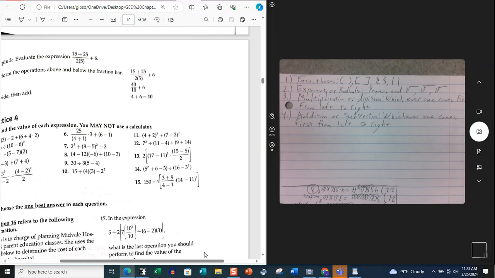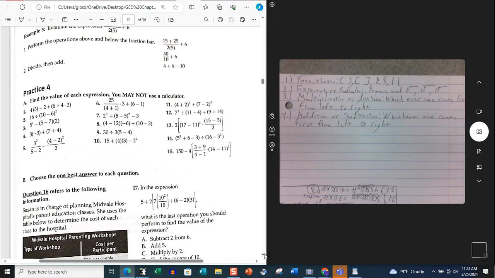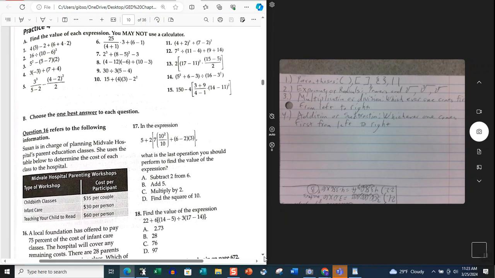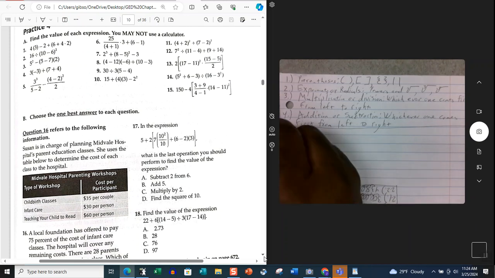All right, now we're about to jump into these problems here, and we're going to go through every single problem. So on this page here, we look and it says example 3, down here with practice 4, that's where we're actually at. It says find the value of each expression. You may not use a calculator. If you notice here, they really want you all to practice with the order of operations. That's why you see that you have very lengthy problems here. So we're going to start off with problem number 1.